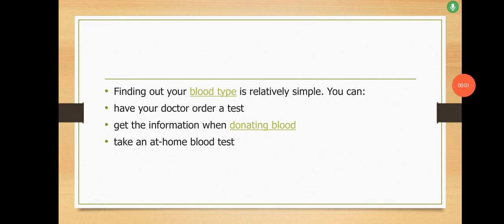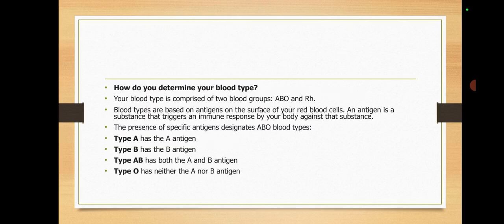How to find out your blood type? Finding out your blood type is relatively simple. You can have your doctor order a test, get the information when donating blood, or take a home blood test. How to determine your blood type?